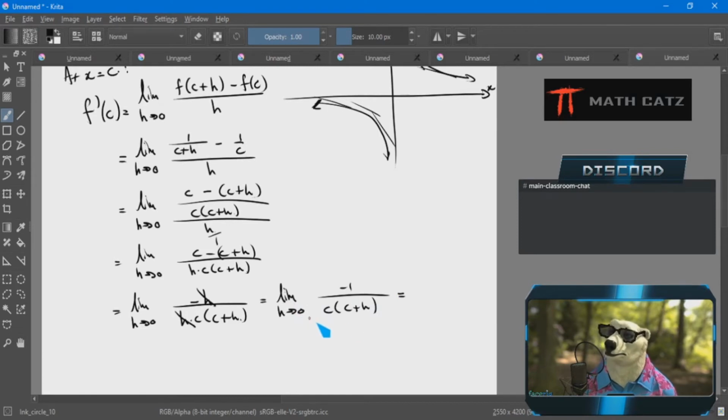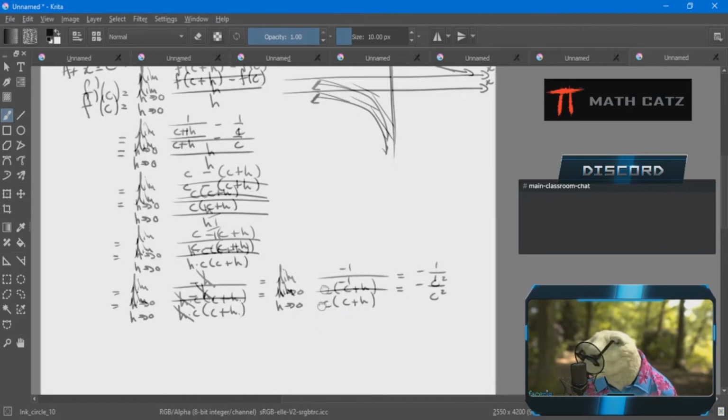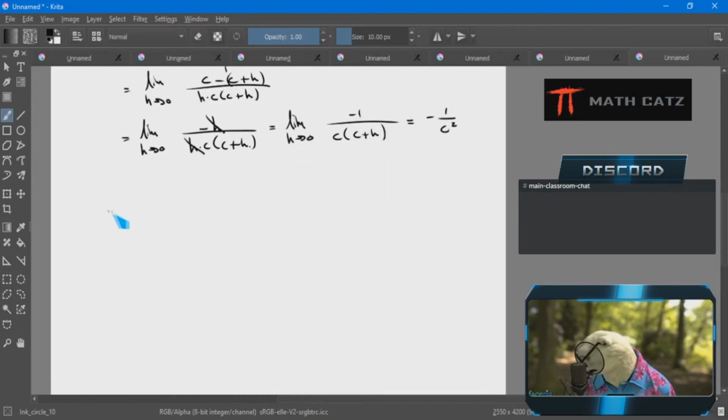When h is 0, this is a rational function in h. h is my variable. I can plug in 0. I get negative 1 over c squared, because c plus 0 is another c. So it's not that bad. You do it a few times, it's okay.